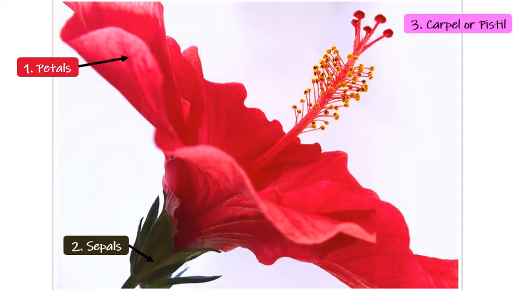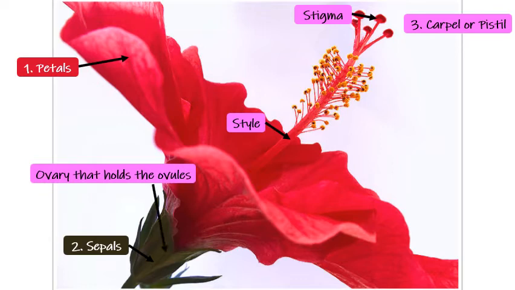What about the carpel? The carpel is pink, so it's the girl. The female part is made of three different parts. The stigma, which is the head. The style, which is the body. And the ovary, which is the belly, the fat part down under the sepals. We cannot see it right now. So the carpel, the female part, is composed of a stigma, a style, and an ovary. Stigma, style, ovary.